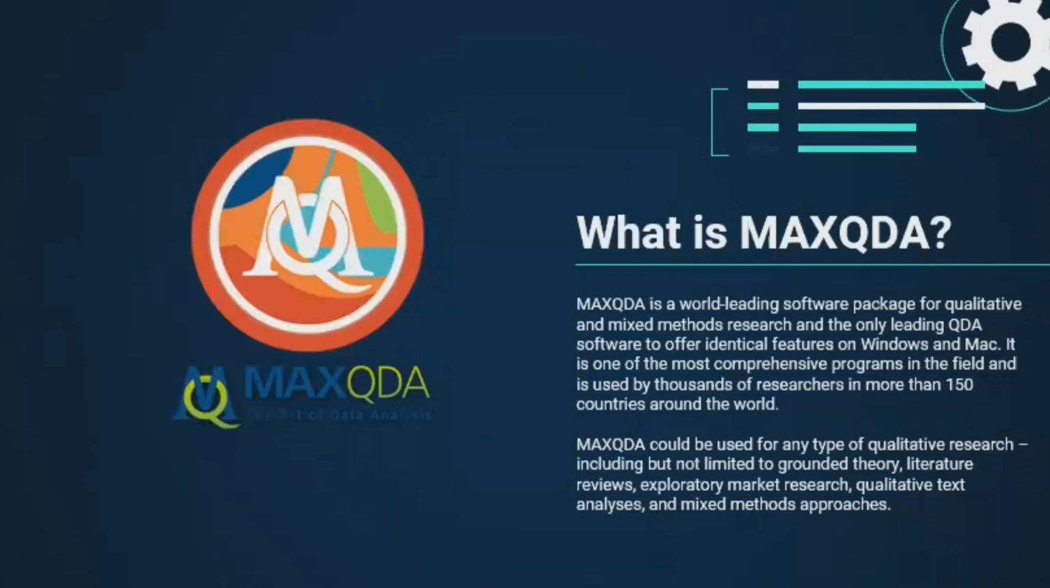MaxQDA is a computer software package for qualitative and mixed methods research and can be used both for Windows and Mac users. It could be used for any type of qualitative research including grounded theory, literature reviews, exploratory market research, qualitative text analysis, and mixed methods approaches.